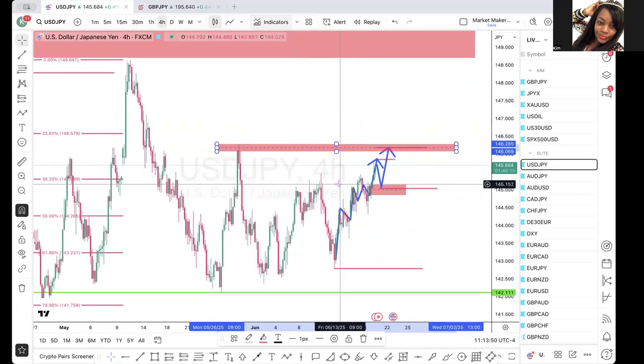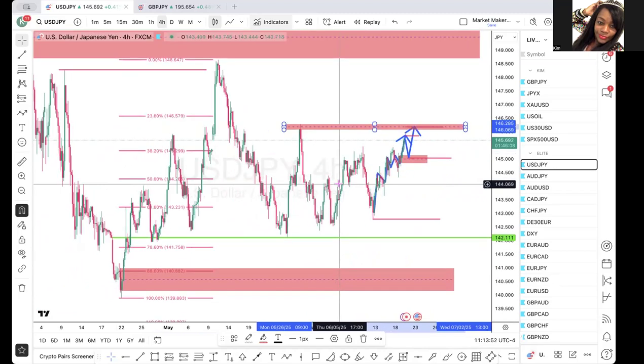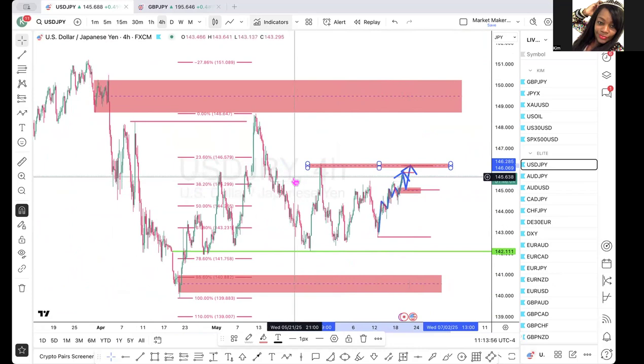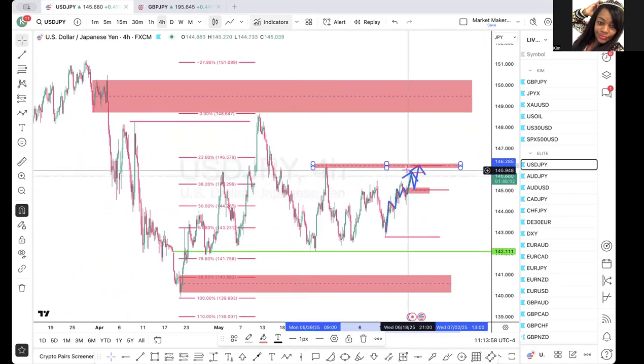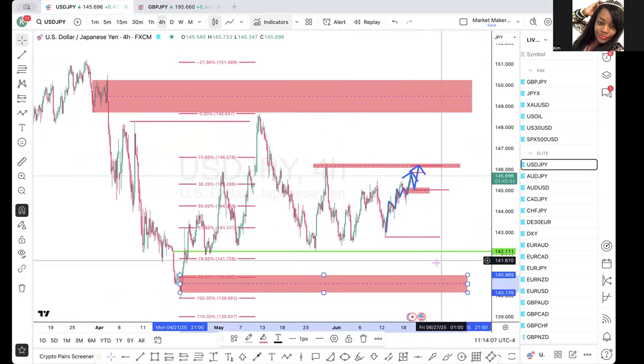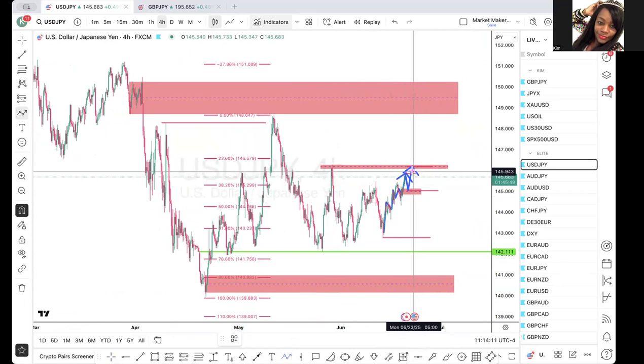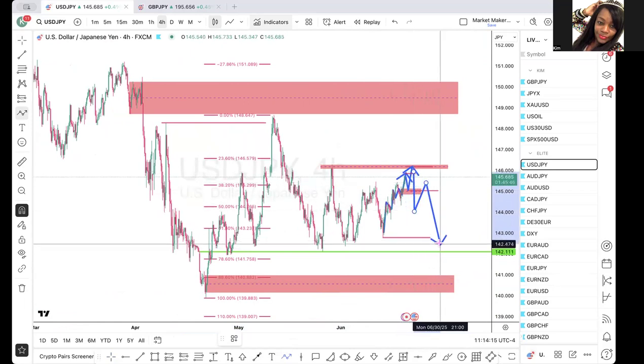sell back down to, you can expect price to sell back down possibly to this zone before taking off. So if price comes and breaks these lows, you look for the pullback, then you can sell it back down to here.